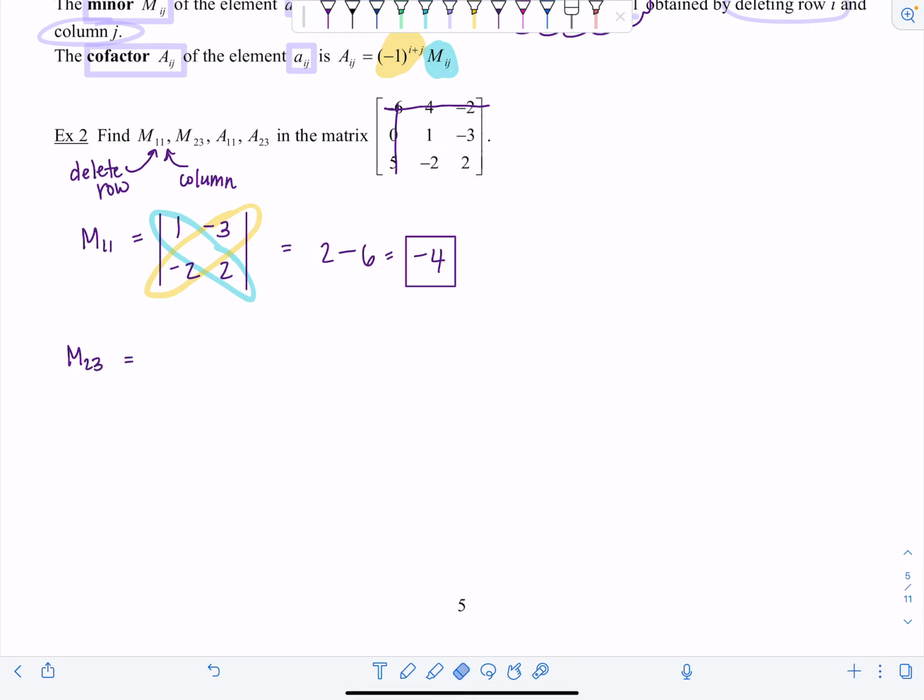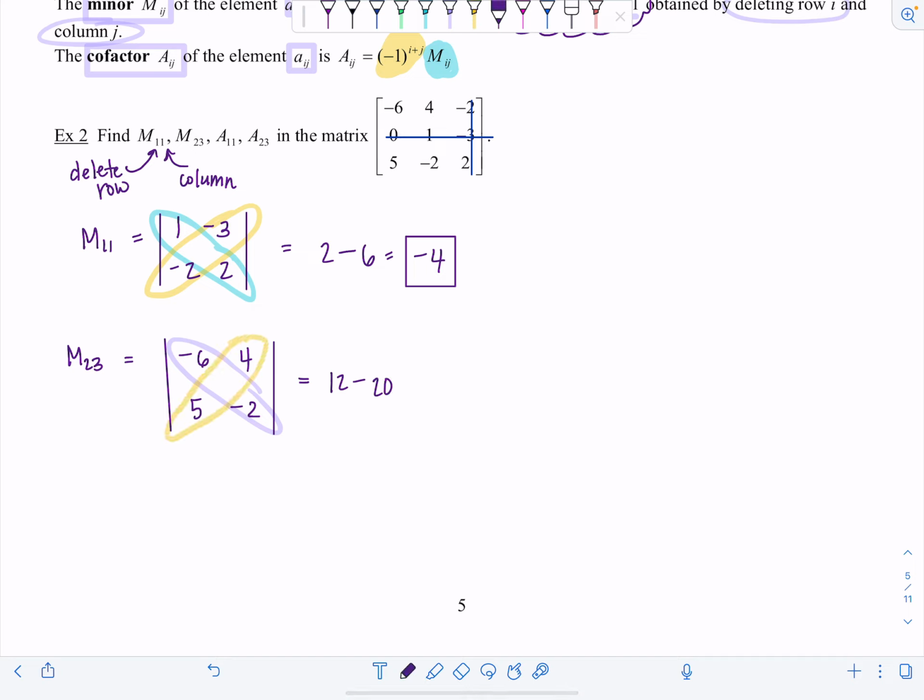So M23 is going to come from computing the determinant when you delete row 2, column 3. It's always row, then column, row, then column. So let's see what's left over. We've got -6, 4, 5, -2. And now let's compute this determinant. So we have here 12, +12, minus 4 times 5, which is 20. And this gives us -8. Lovely. So that part's done.